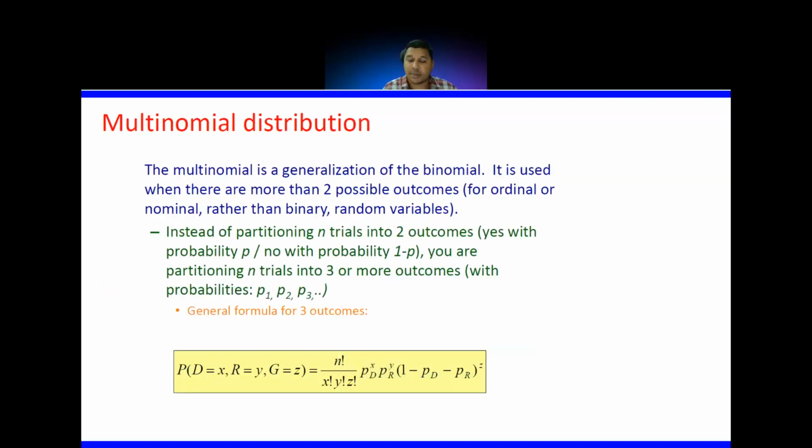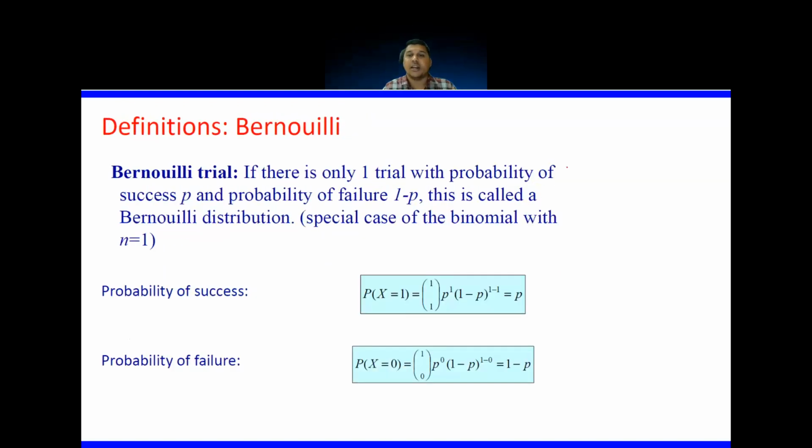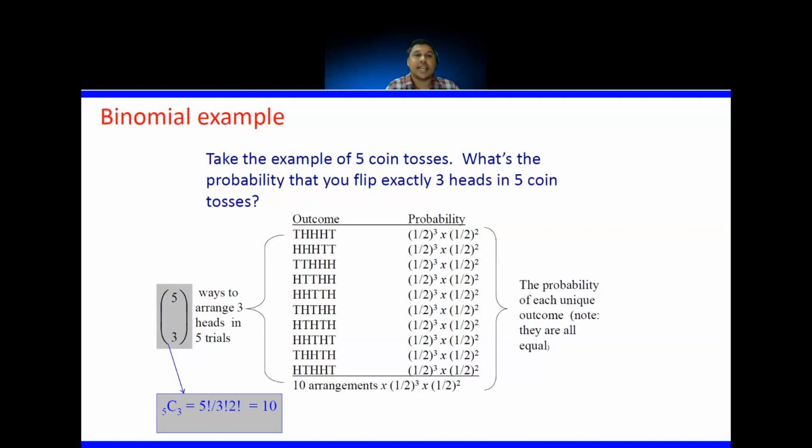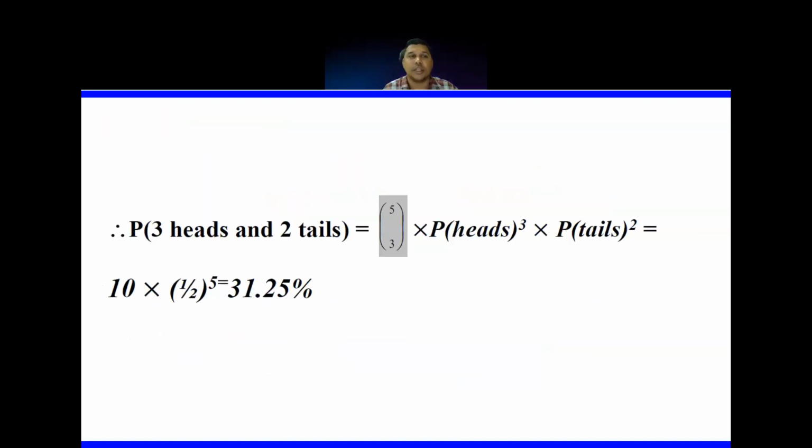Now take the same example of coin toss. Let's modify this question here. Take an example of one coin toss. What is the probability that you get exactly one head in one coin toss? What is the probability of getting one head in one toss? It is 1 by 2. And getting a tail is 1 minus 1 by 2, same again, 1 by 2. So this is the Bernoulli.